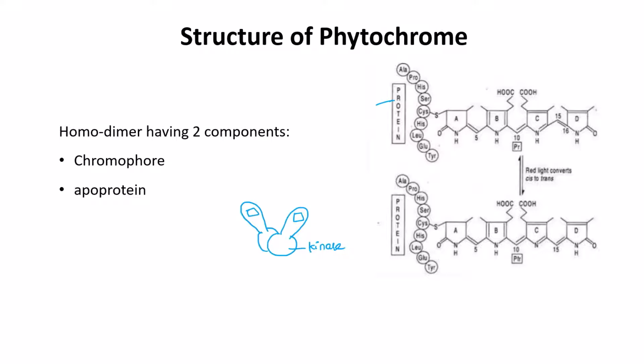This chromophore is the light absorbing part of the phytochrome. And this chromophore is also known as phytochromobilin. So, phytochrome consists of two components, chromophore and apoprotein.